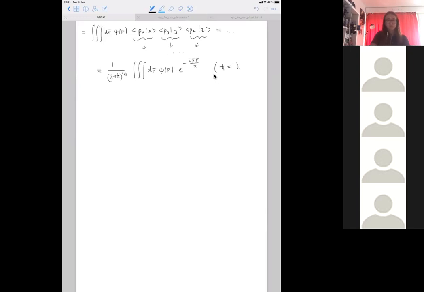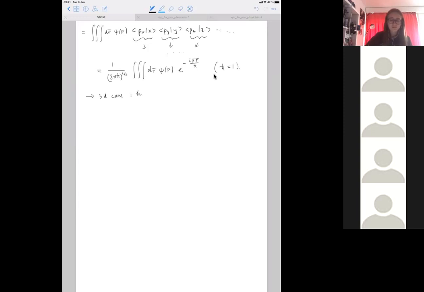Further in this exercise, you just have to prove some things which you already know for 1D, that hold for 1D. For example, the commutator between P and X is i h bar, and so on. But just generalize these results to the 3D case.